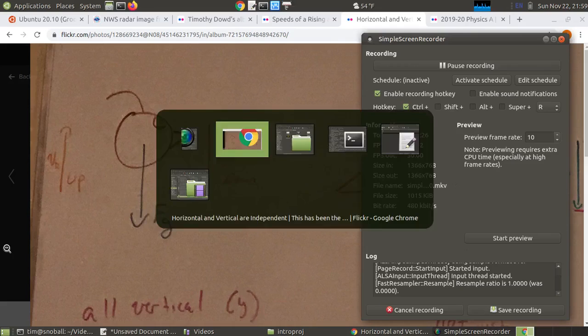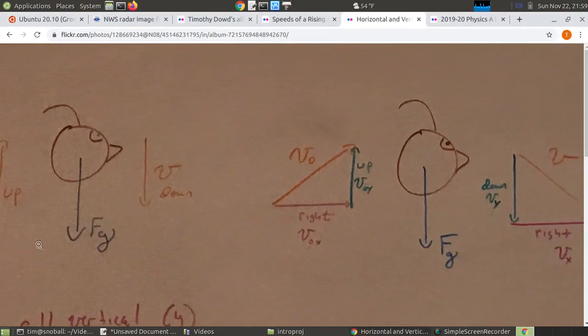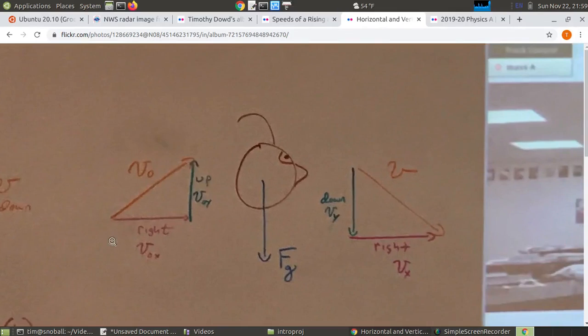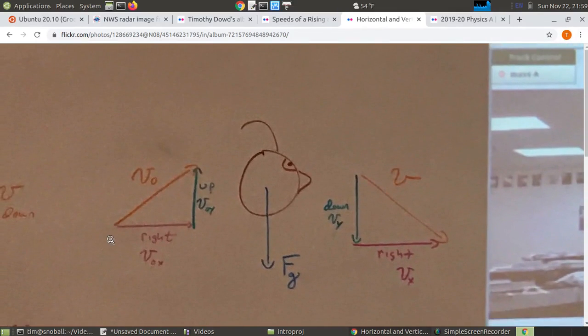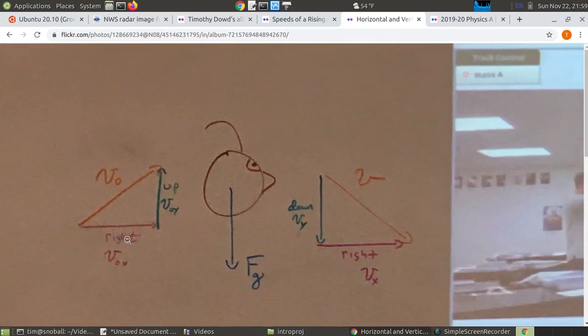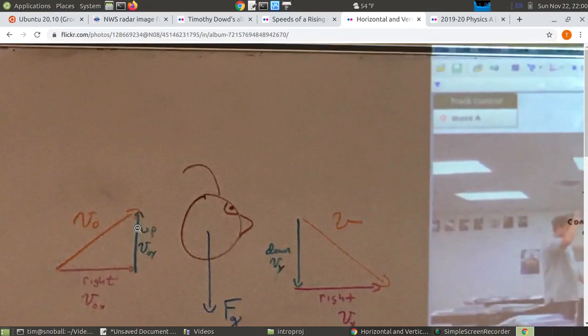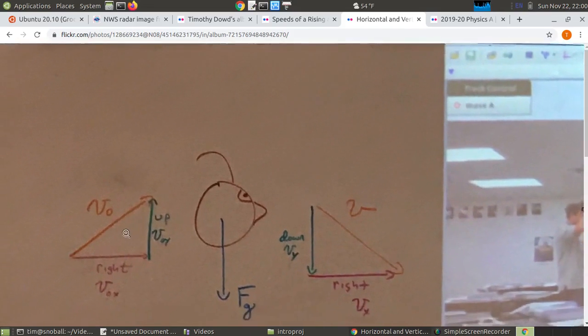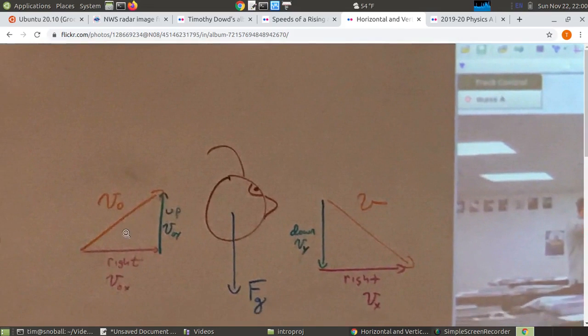What would happen, though, if I threw the bird at an angle? In other words, my original velocity was represented by this orange VO. That's not up, it's up and right. And we could almost think of it as being two separate motions. Part of that throw will be making the bird move right, and part of it will be making it move up. Let's take a look at what that looks like.